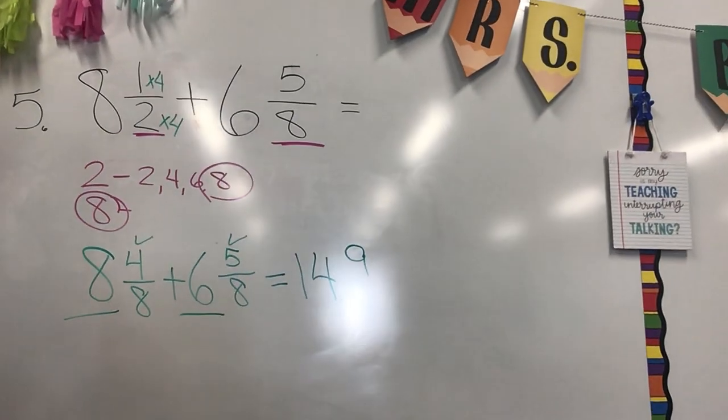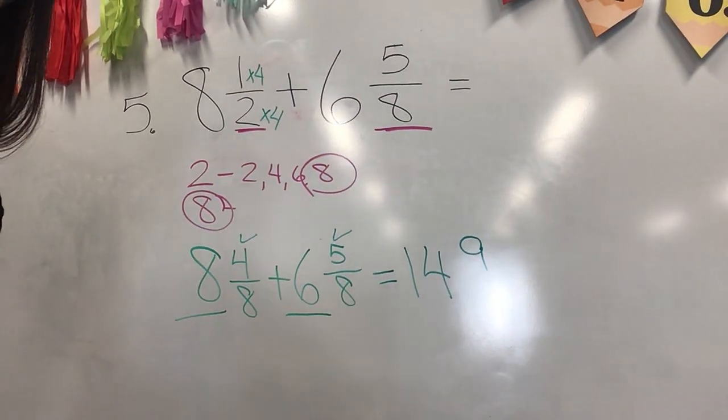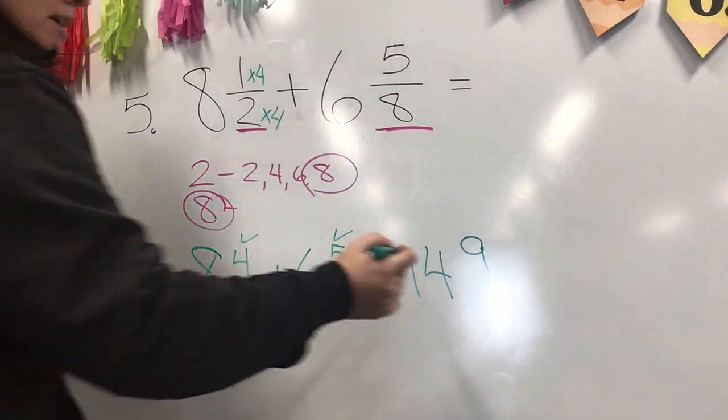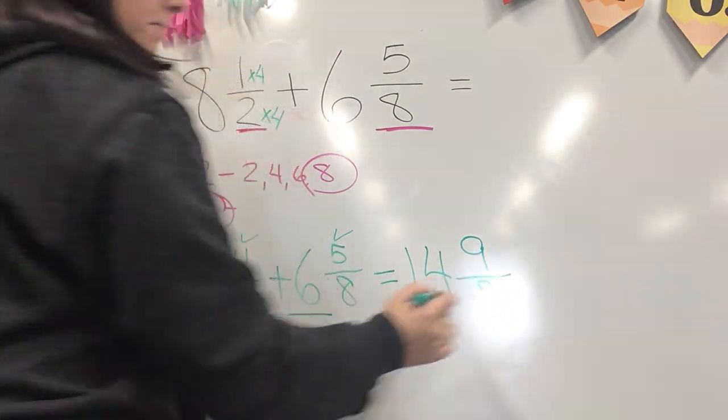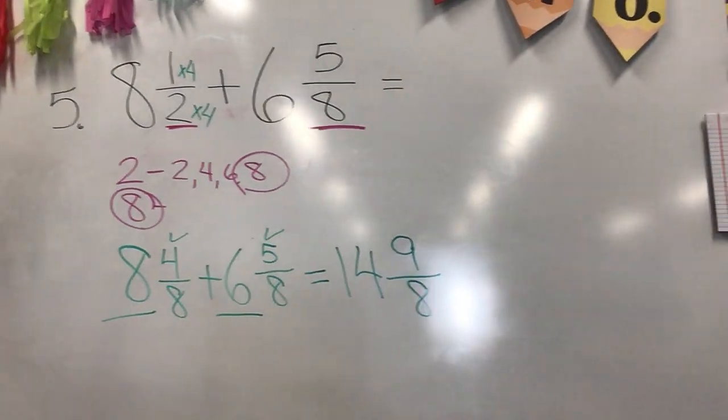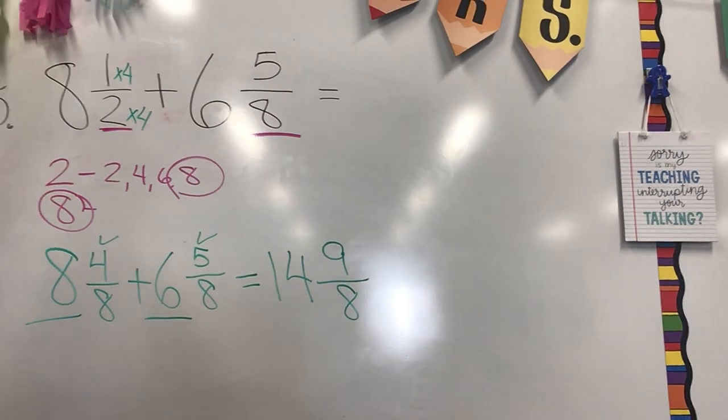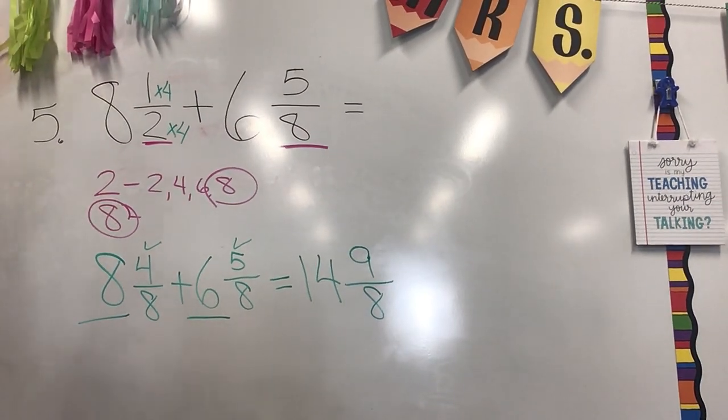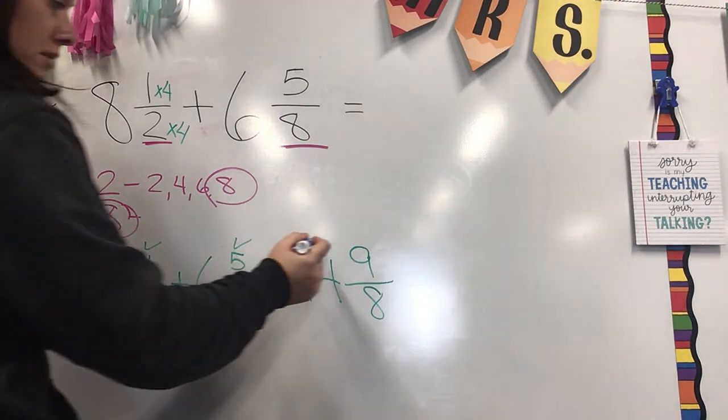Oh, no. It's going to be improper. Yep. And then my denominator stays the same. This is improper: 14 and 9 eighths. So what do I have to do here? I have to simplify it. So how do I simplify it?